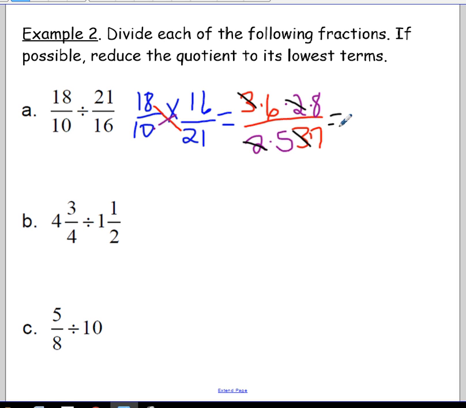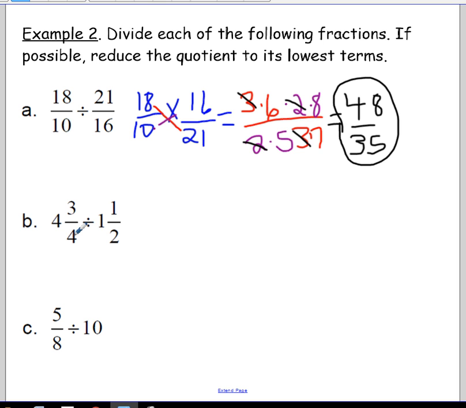And let's see what we have left on top. We have 6 times 8, which is 48, and 5 times 7 to give us 35. 5 and 7 are both prime numbers, and if you look at 6 and 8, neither one of them has anything in common with 5 and 7. So that is as far as we can simplify. So 48 over 35, or if you want to write it as 1 and 13/15, you can as well.